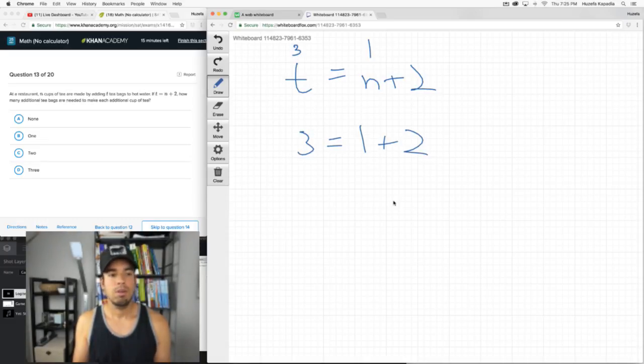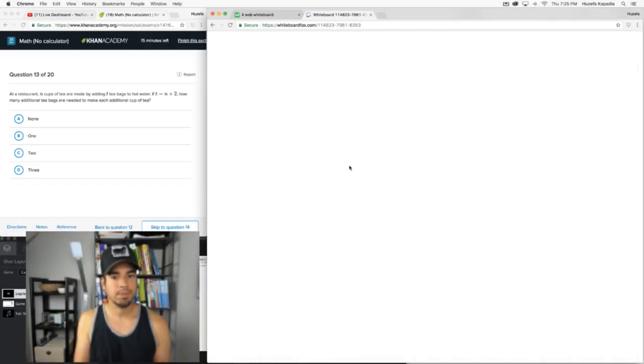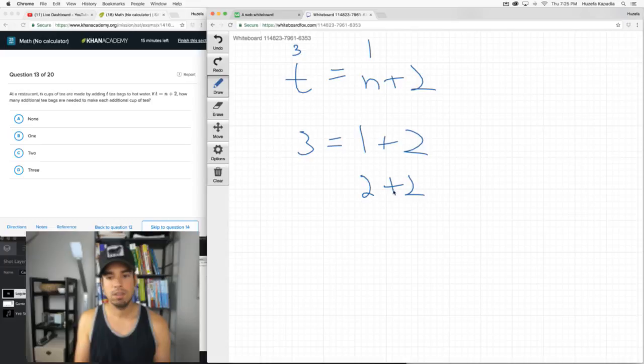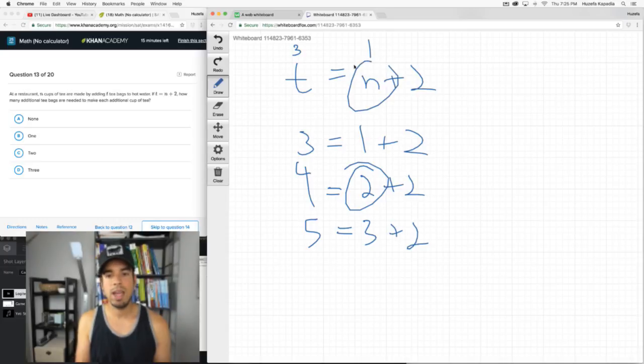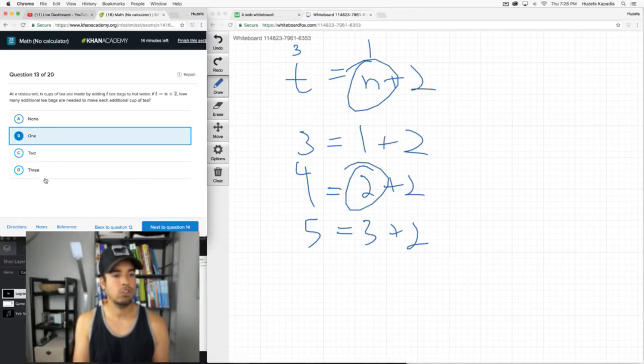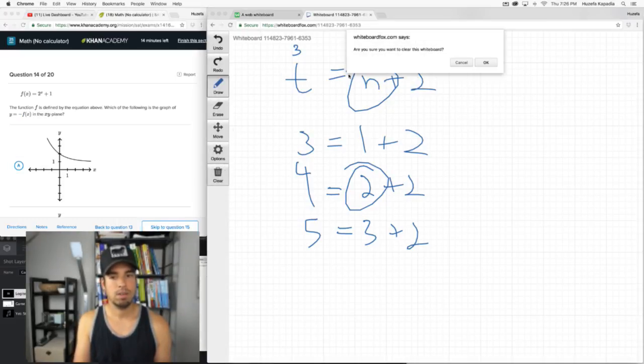But it's not asking, do we need 3 tea bags? What it's asking is, what happens to get each additional cup after this point? Now we want another cup. Here's our cup. Now this becomes 4, then becomes 5. You see, the number n is basically going up by 1 tea bag. 1 tea bag makes 1 additional cup of tea once you cross that threshold. So this is kind of a trick question. I think some people might choose 3. It's just 1.